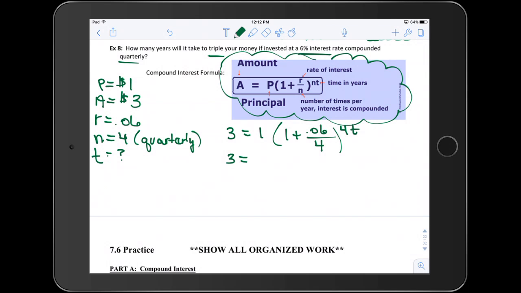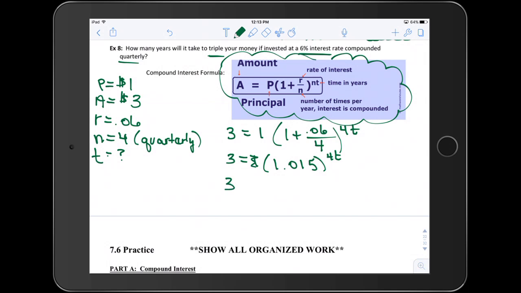So I have 3 equals 1 times this in here, 1 plus 0.06 divided by 4. So in your calculator, go 0.06 divided by 4, hit enter, then add your 1. You'll end up with 1.015 to the 4T power. The 1, this is where I'm saying if you put a big number like 1,000 and 3,000, all you're going to end up doing at this moment is dividing that out so you can isolate your exponent. But because we used 1, we don't even need to worry about this, right?